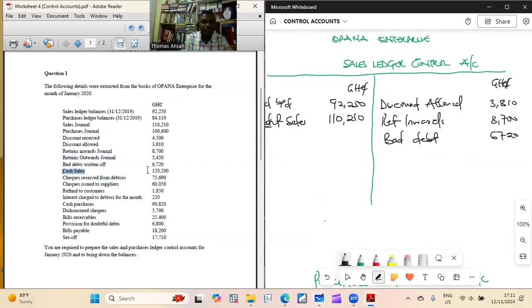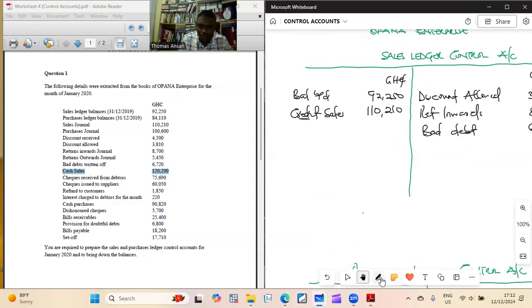Cash sales. Do we record anything cash? No, because the ledger, sales ledger, is for debtors issue. So we don't do anything for cash sales. The customers gave us a check received. So it means that there is a receipt from the customer. And how much is that?